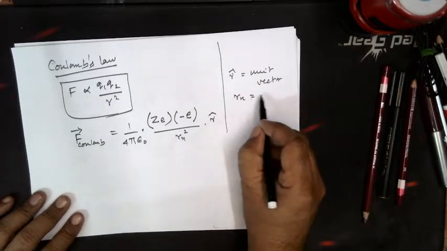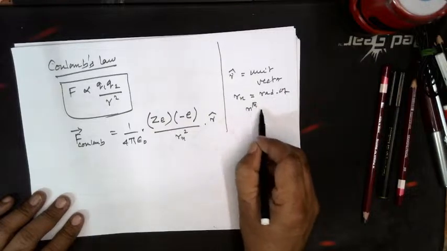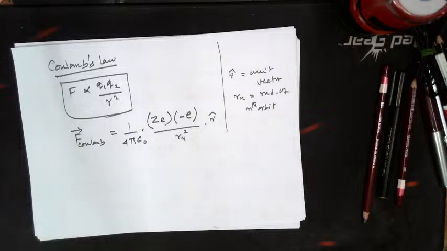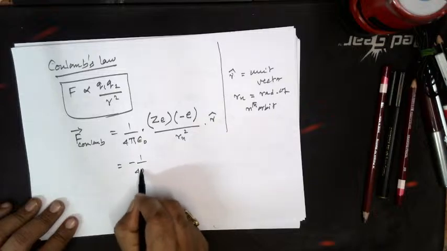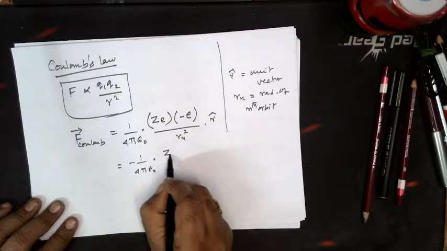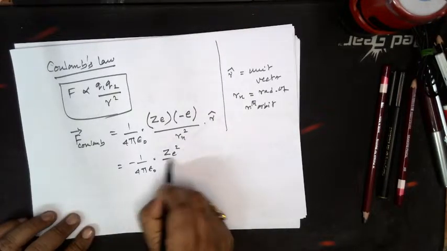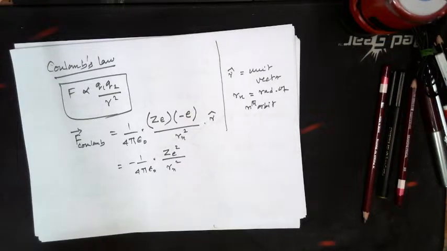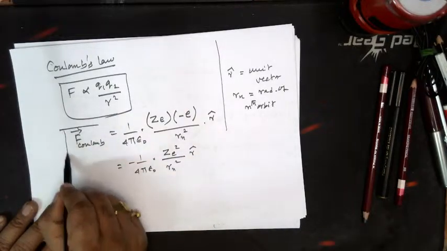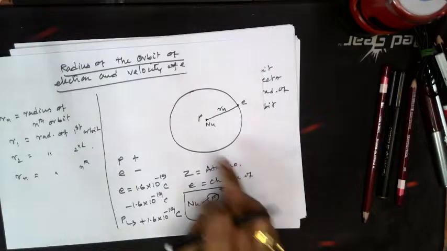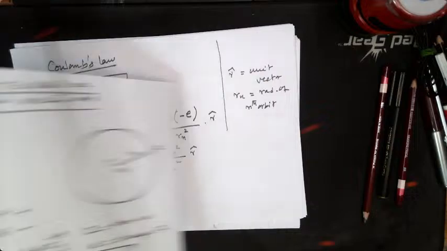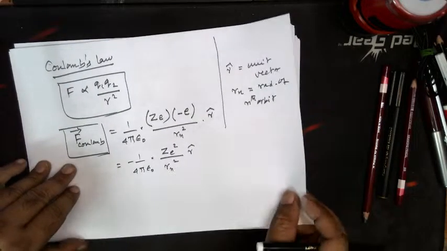And what is rn? rn we already know, that is the radius of the nth orbit of the electron. Okay, right? Next, that is equal to, so we can bring this minus here: minus 1 by 4 pi epsilon naught into Z e squared divided by rn squared, right? And r cap is there. Okay. Now we have discussed the Coulombic force existing between the proton and the electron, and we have another force, that is nothing but the centripetal force. Okay, so let us discuss that one.